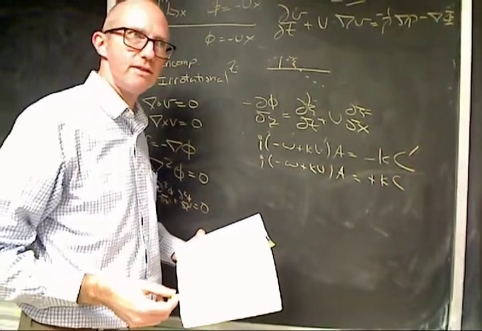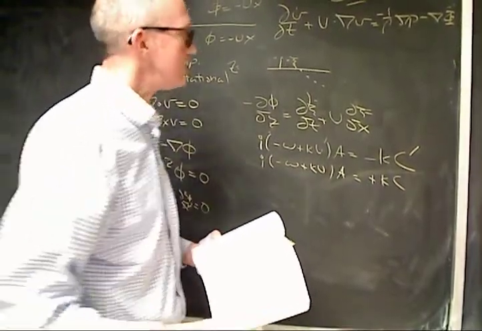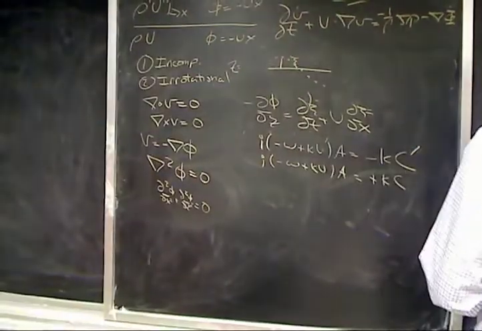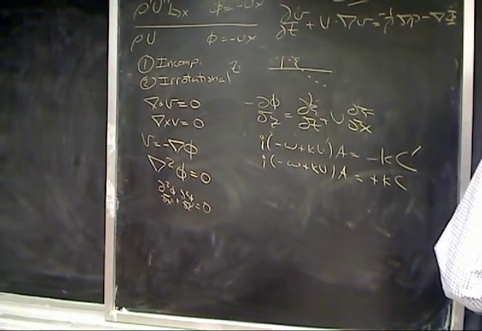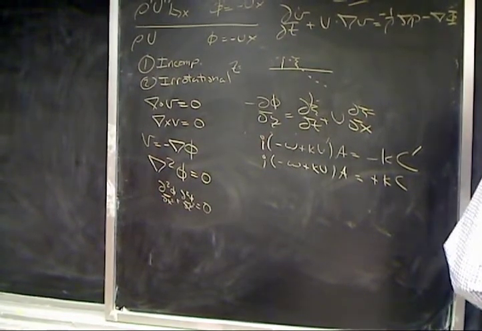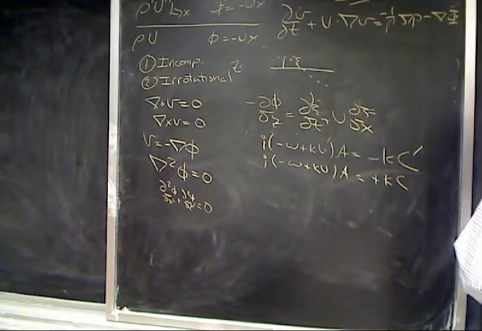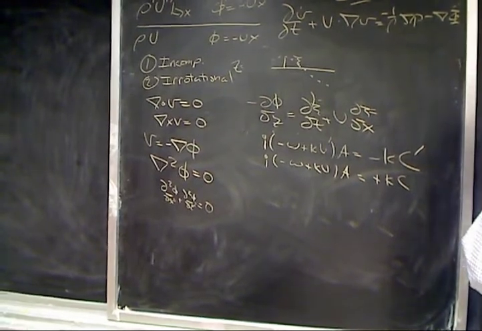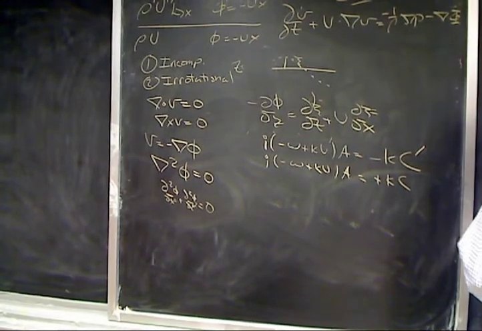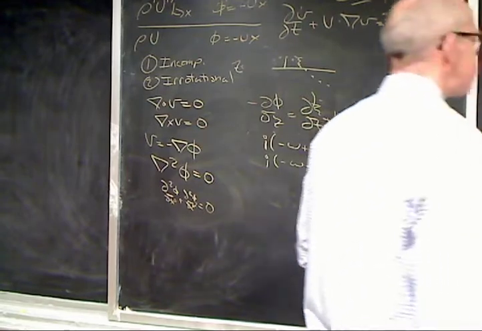That makes sense? Okay, so let's write these over here because we'll need them in a second. I times minus omega plus k u prime a equals minus k c prime, and I times minus omega plus k u a equals plus k c prime, not c, c not prime.